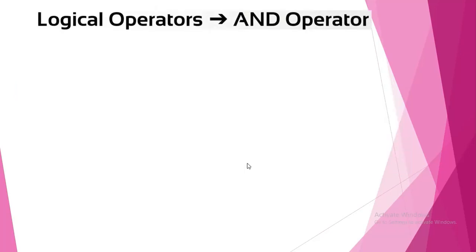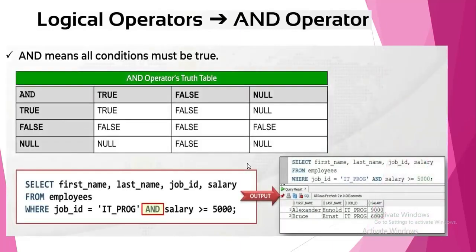So here, the logical operator AND. AND means all conditions must be true. You can see here the table for AND: true, false, null. Just observe the table here. By observing the table you can understand the logic.